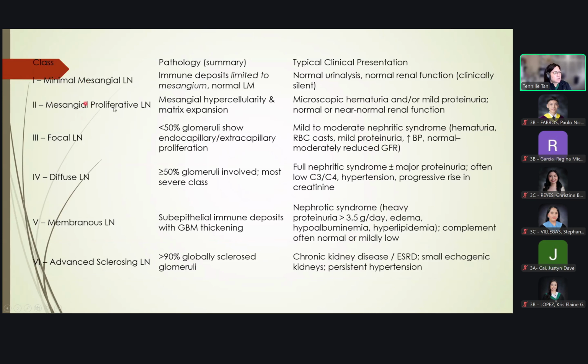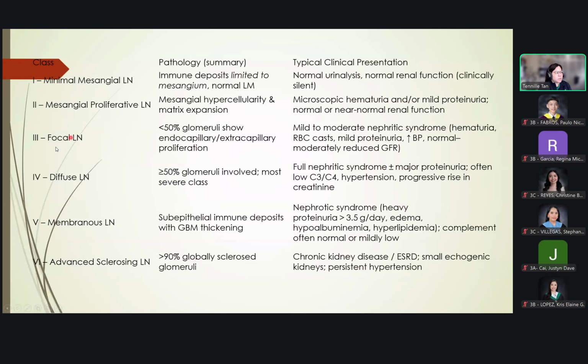So class 2 is your mesangial proliferative lupus nephritis. So you'll have mesangial hypercellularity and matrix expansion. Patients at this classification will often have microscopic hematuria and or mild proteinuria. They will still have normal to near normal renal function. So class 3 is focal lupus nephritis.